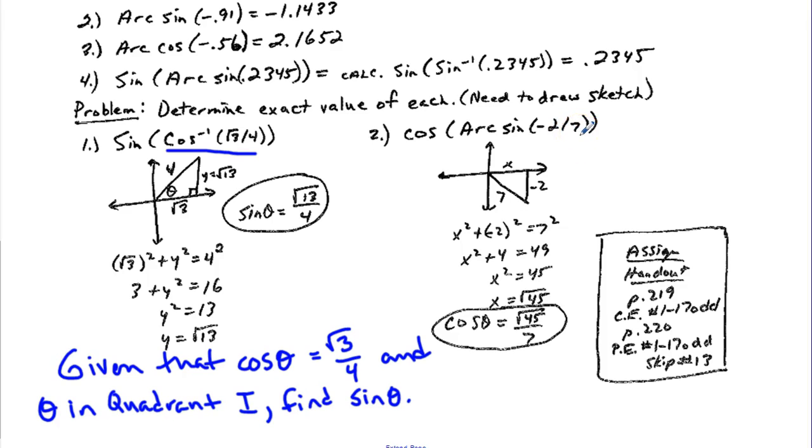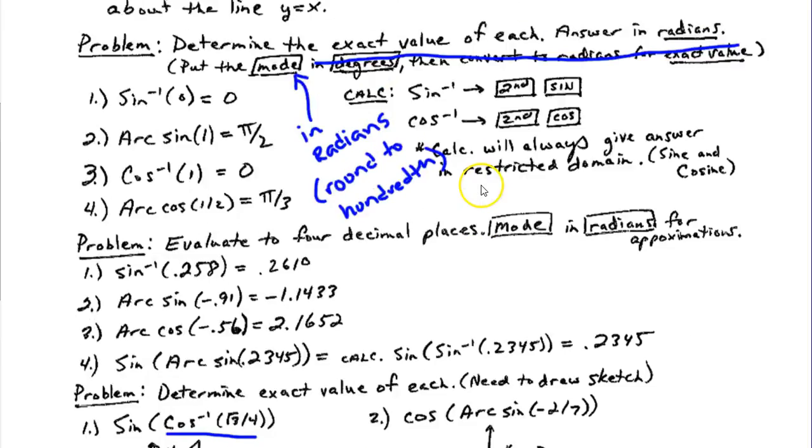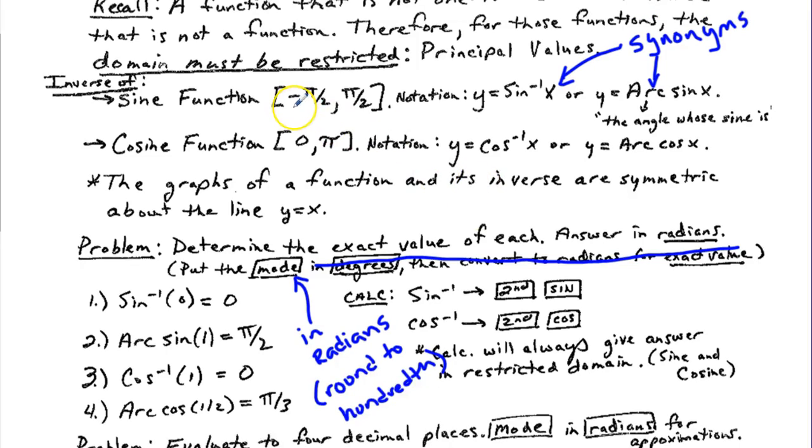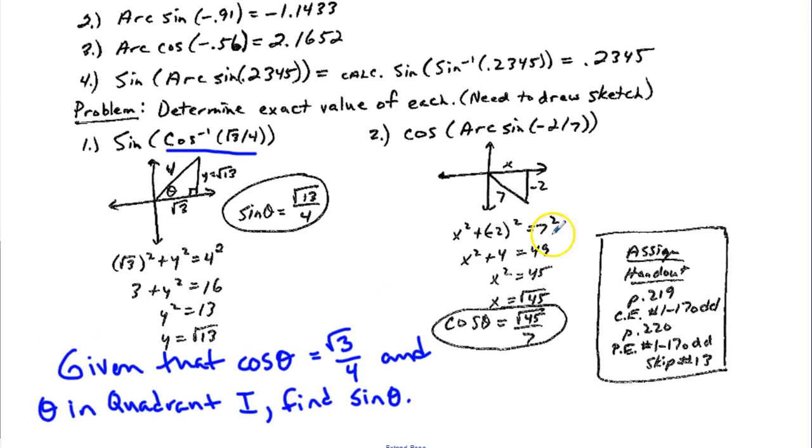So you might wonder, well, what quadrant do I put it in? Well, think back up here. Sine is restricted to negative pi over 2 to pi over 2. That's how we're restricting it. So remember, negative means go down this way. Positive means go this way. So I'm restricted to this arc here. That's why we talk about arc sine, right?